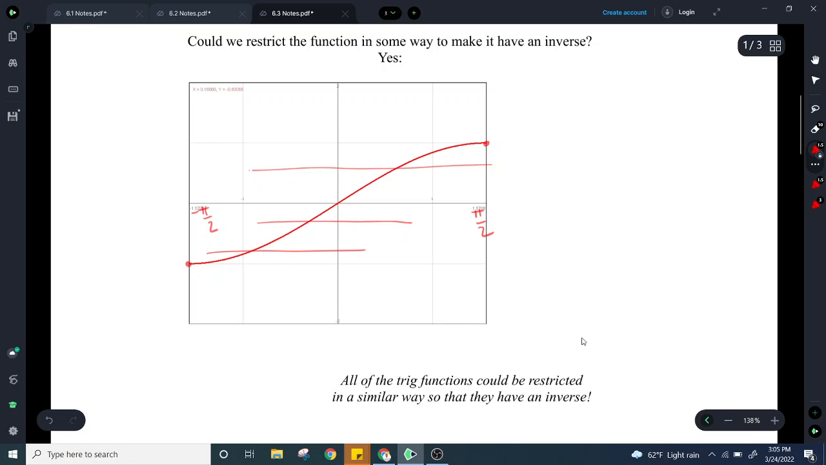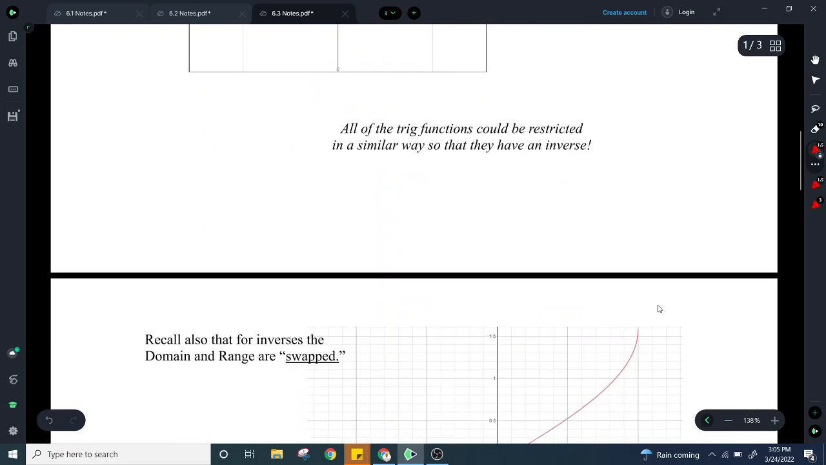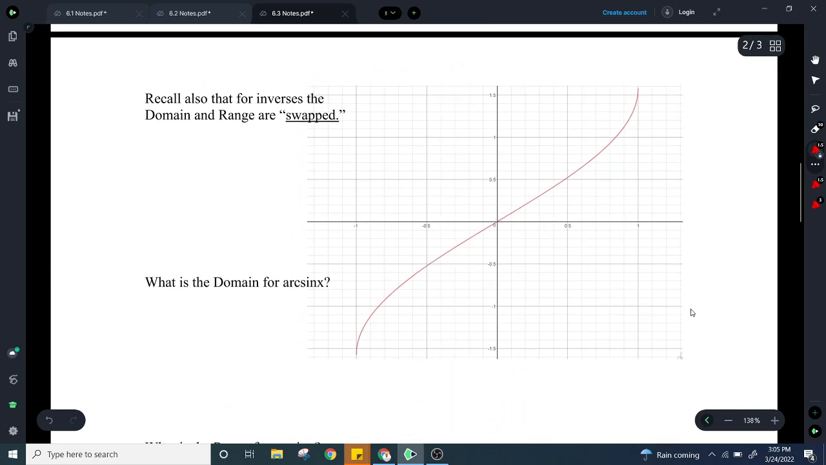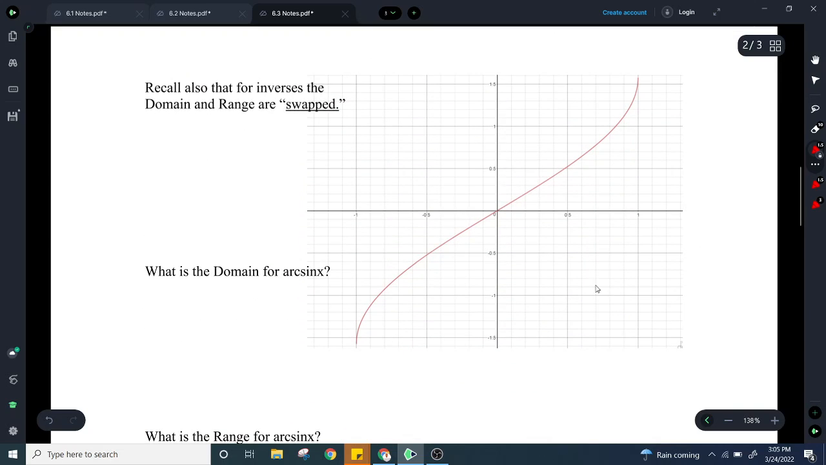And so what we've done is we've restricted all 6 of the trig functions and only looked at them over a small window so that they would pass the horizontal line test. And that's how we define the inverse functions for these 6 trig functions. So here's a graph of the inverse sine function.